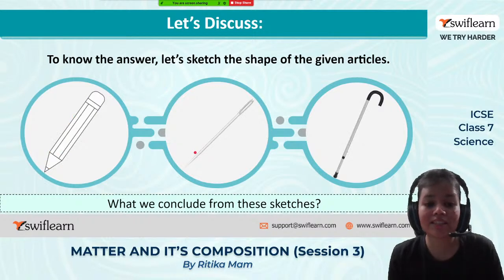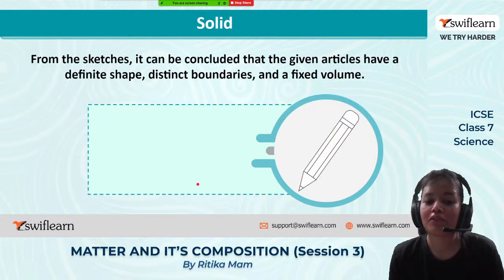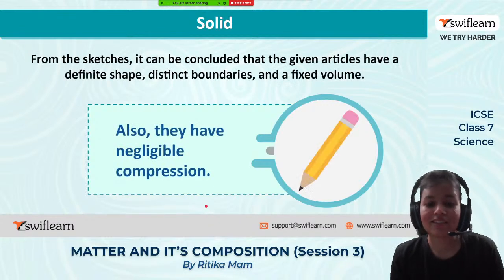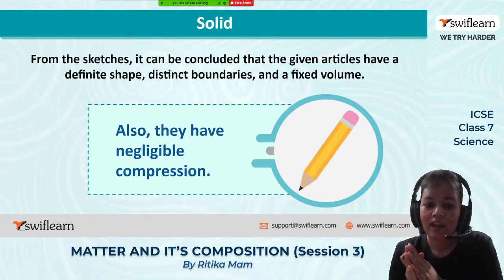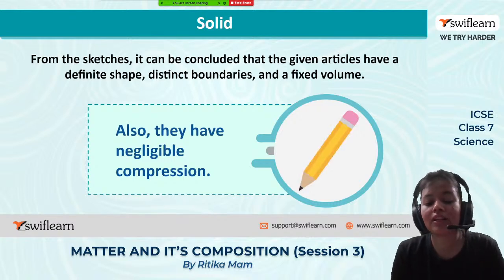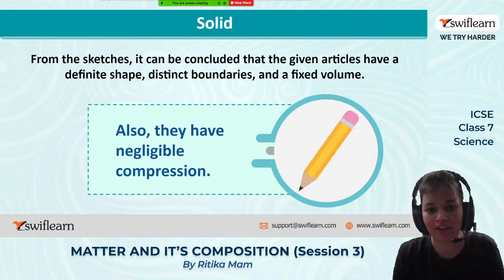Can you tell me these are the characteristics of which state of matter? These are the characteristics of solid. So solids have distinct boundaries, a definite shape and a fixed volume. Also, they have negligible compression. Compression as in we cannot apply pressure to change the shape of a solid.